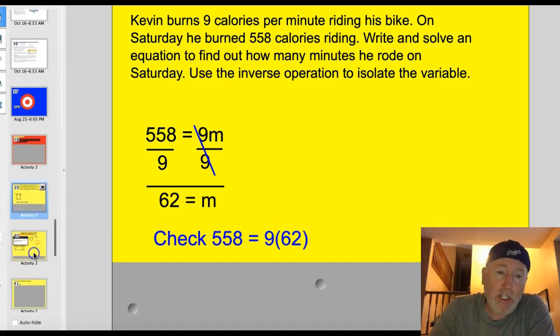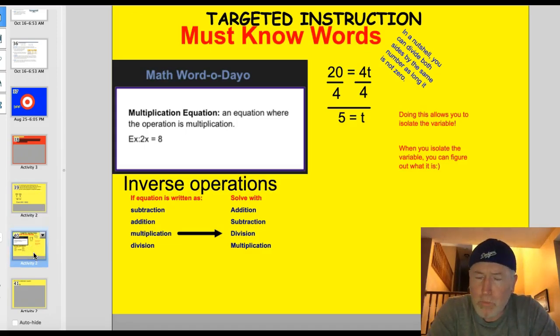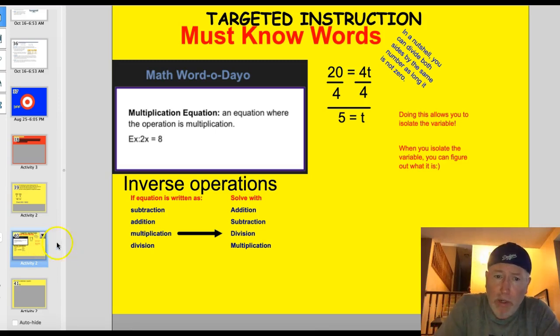Let's take a look at just a review of some must-know words. Again, a multiplication equation is just going to be an equation where multiplication is the operation. Here we go. We've got 2x. That's 2 times x. Here's another one. 4t equals 20. I know it's written backwards, but we can do that. Again, we isolate this. We got to get rid of this 4 to get t isolated. So we divide both sides by 4. 4 divided by 4 is going to give us 1t or just t. 20 divided by 4 is going to give us 5.